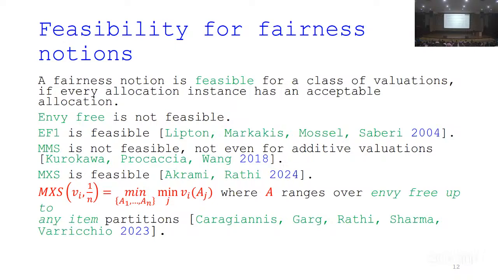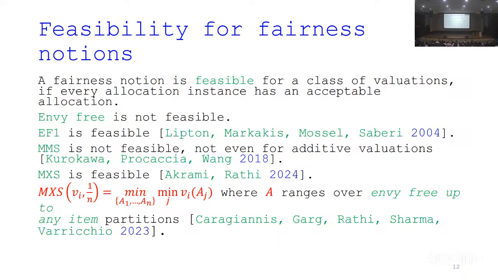So there are relaxations of this notion. Instead of envy-free, people sometimes consider what's known as EF1, which allows some envy, but if I envy another person, there always must be an item in that other person's bundle such that if I remove that item, I no longer envy that agent. So this is an EF1 allocation. It's envy-free up to one item. And EF1 allocations always exist. This is known. So they are feasible for any class of valuation functions.